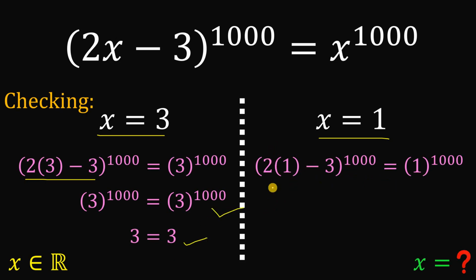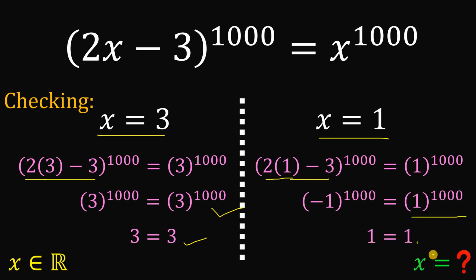Now how about the other case? 2 multiplied by 1 is 2, minus 3 is −1. So we have (−1)^1000 = 1^1000. Now (−1)^1000 is −1 multiplied by itself 1000 times, which is simply equal to positive 1. And the right-hand side is also positive 1. So 1 = 1. Therefore, we found two real values that satisfy this equation.